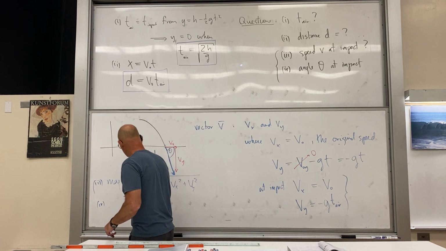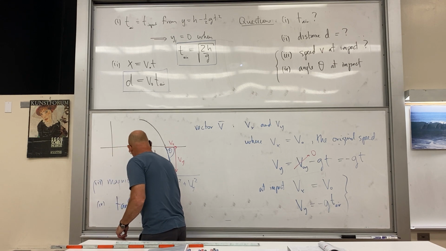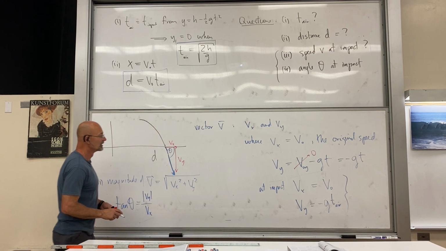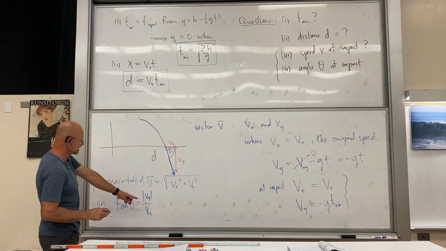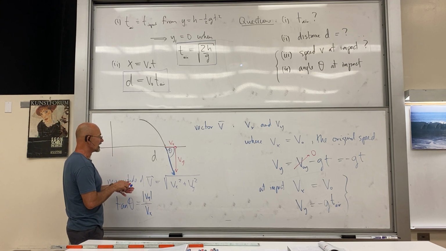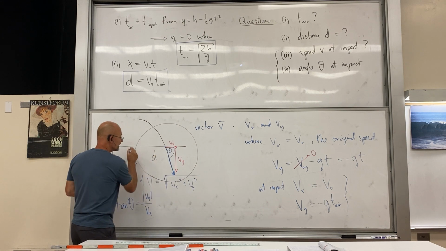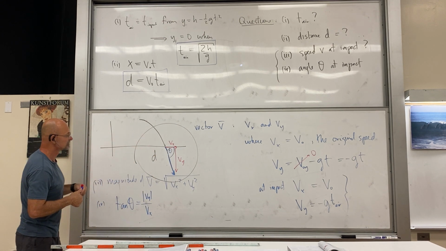There's my angle, so I can say tangent of theta is equal to the magnitude v sub y divided by v sub x. And then we've got the magnitude minus gt and v0. Okay. But again, that comes from this drawing. So this is a really important drawing here that you recognize what's going on right here. Okay. Components of that vector.